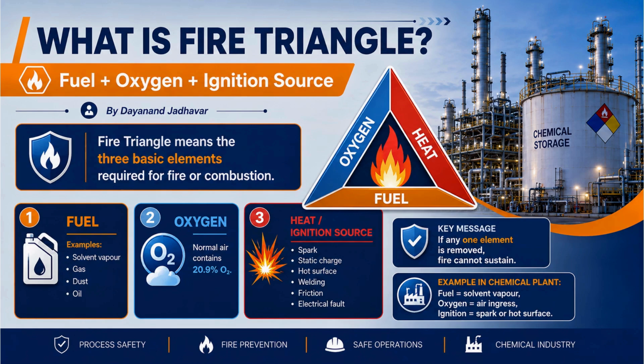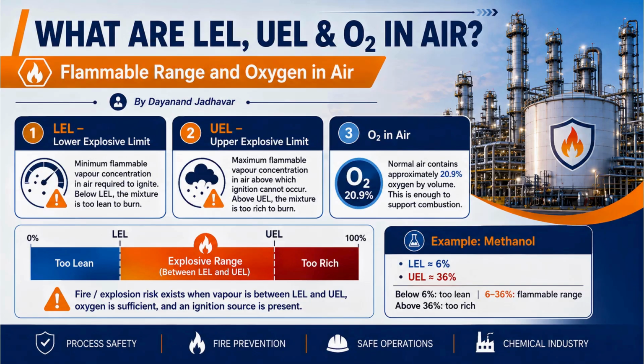Now let us understand LEL and UEL. LEL means lower explosive limit. Below LEL, the mixture is too lean to burn. UEL means upper explosive limit. Above UEL, the mixture is too rich to burn. Fire or explosion risk exists when vapor is between LEL and UEL, oxygen is above LOC, and ignition source is present.